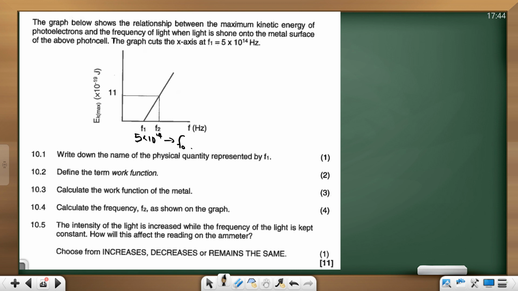All right. So, 10.1. I think we're done with 10.1. What is it? Work function. Threshold what? Frequency. I'm already answering number 2 in my head. Now, what is work function? The minimum energy required to do what? To eject, remove an electron from the surface of a metal. So, look, those are the standard definitions that you would get. There are 5 of them.